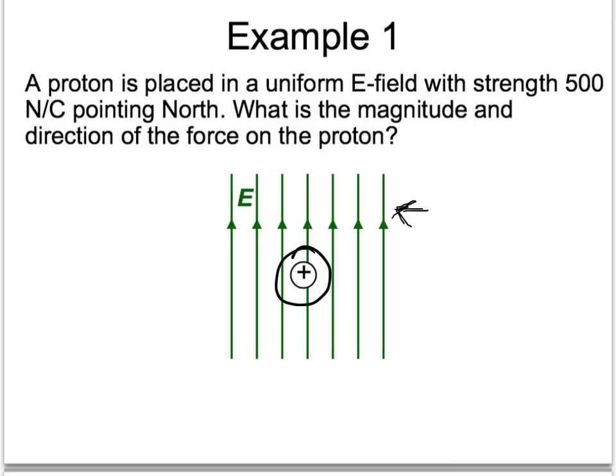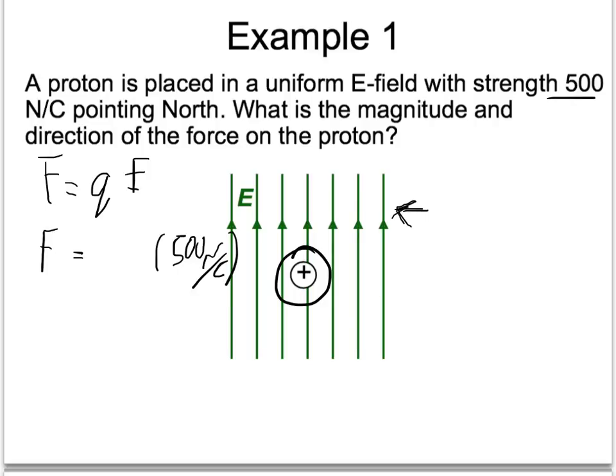The question says, what is the magnitude and direction of the force on the proton? Well, to get the force, we use F equals QE, where Q is the charge and E is the field strength. Okay, the problem tells me that the field strength is 500 newtons per coulomb. F equals whatever Q is times 500 newtons per coulomb. This is a proton, and I gave you the charge on a proton earlier. It's the opposite the charge on an electron. So that would be positive 1.60 times 10 to the negative 19th coulombs.